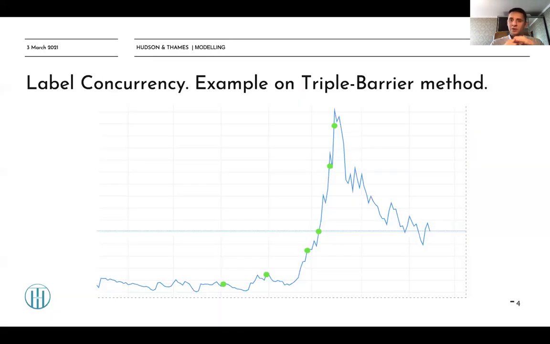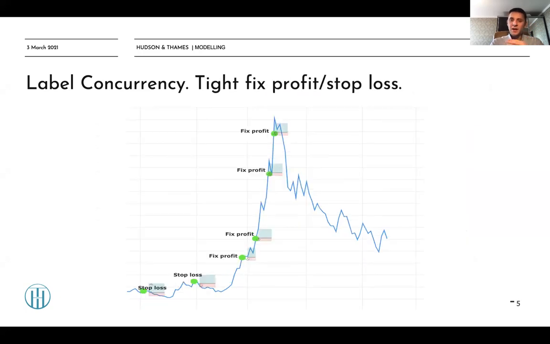So let's go back to the triple barrier method and briefly discuss the consequences of this type of labeling method. Let's imagine that we have a security and the green dots correspond to times when our signals were generated. So basically, green dots are our filtered events. But now let's discuss how we can label those events. Let's, for example, use very tight fixed profit and stop loss levels. As we discussed in the previous lecture on labeling, we call them fixed profit and stop loss levels, but actually they are just upper and lower horizontal barriers.